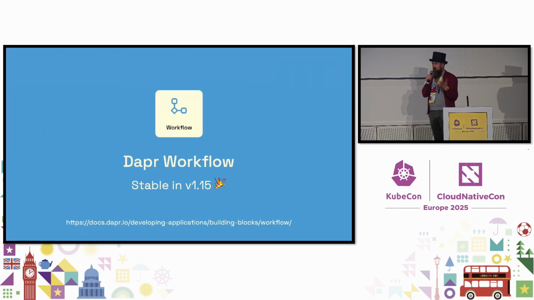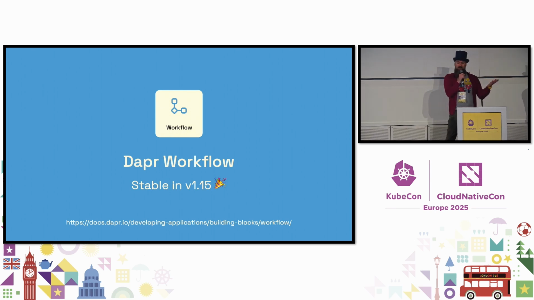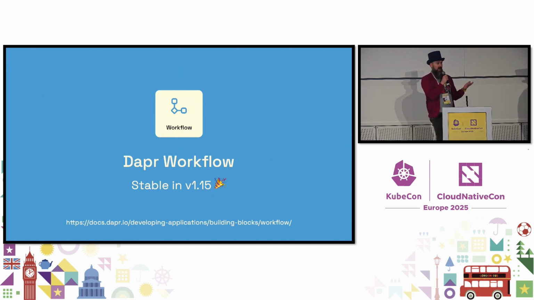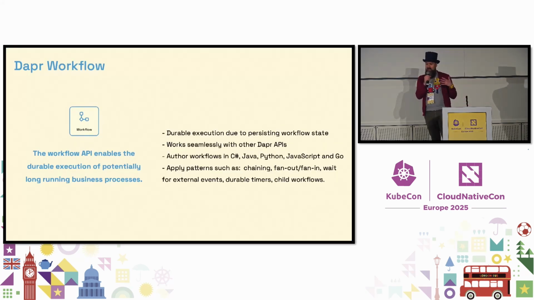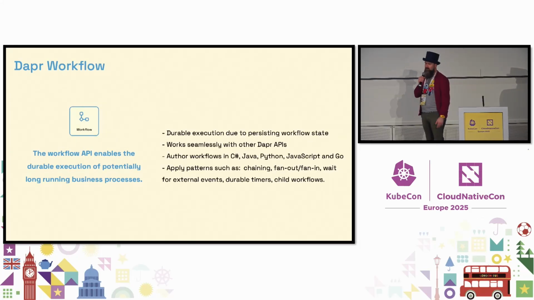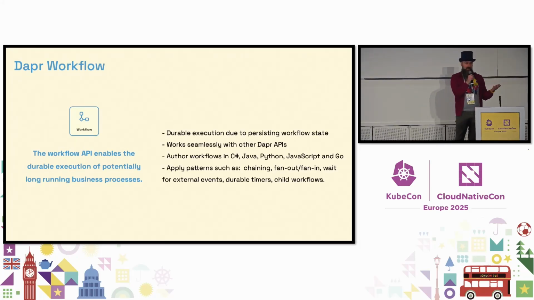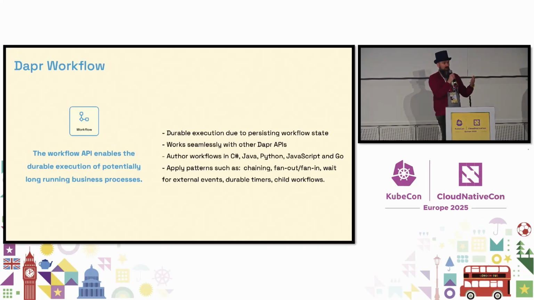I want to share a couple of highlights from the latest release, which was 1.15 last February. So one of the major things that came out is that the Dapr Workflow API is now stable, so it can be used in production. It's based on the durable execution concept. So that means that the workflow state is saved to a Dapr compatible state store. It works seamlessly with all of the other Dapr APIs, and you author your workflow as code.